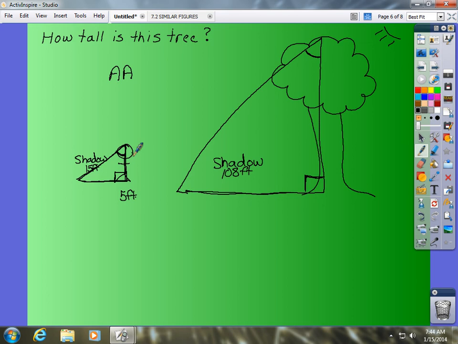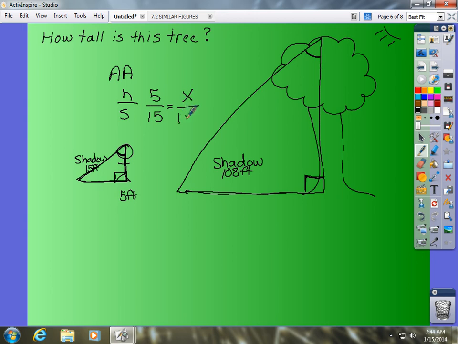So all we have to do to find the missing piece, we know that the triangles are similar, we just have to set up the proportion of the sides. I'm going to do the height over the shadow. And now I'm going to start with the height of the man, which is 5 feet, and his shadow is 15 feet. And that's going to equal the height of the tree, which I don't know, and the shadow of the tree, which is 108 feet.